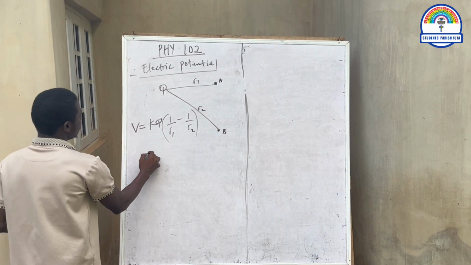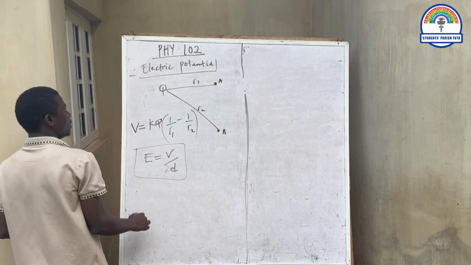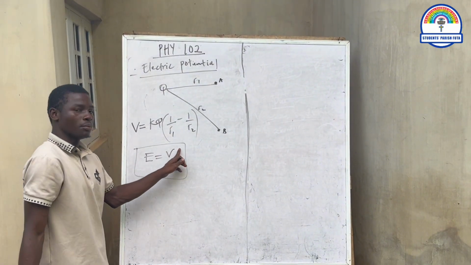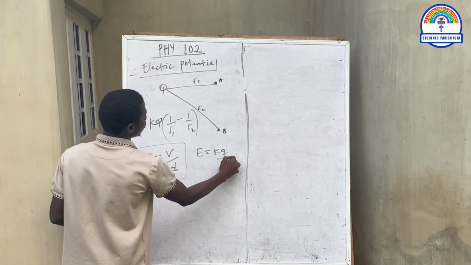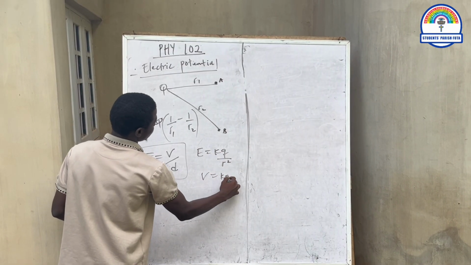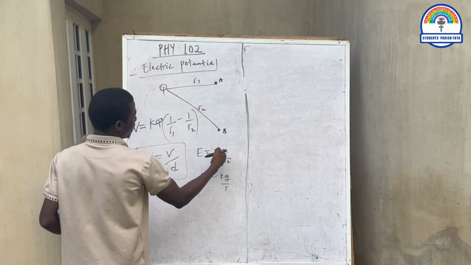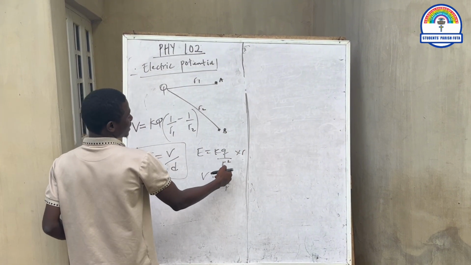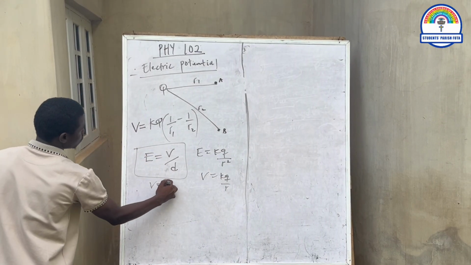Also, let me remind you that you have E equals V over D. This is your relationship between electric field intensity and electric potential. The difference is just one: while your E is KQ over R squared, your V is KQ over R. So multiplying your E by the distance gives you this. So V equals ED.